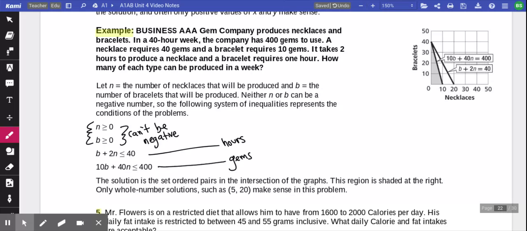And you're able to see over on the right side, the graph's already there, and the double shaded region is already there; they just left that as the only shaded region. So all of those points within that shaded region represent the number of necklaces and bracelets that can be made with a 40-hour work week and 400 gems to use in a week. Okay?